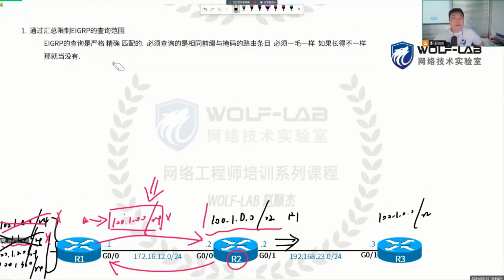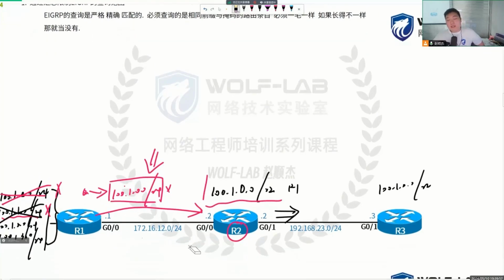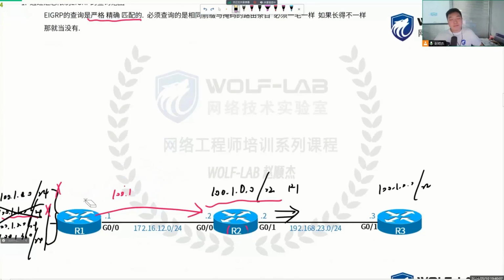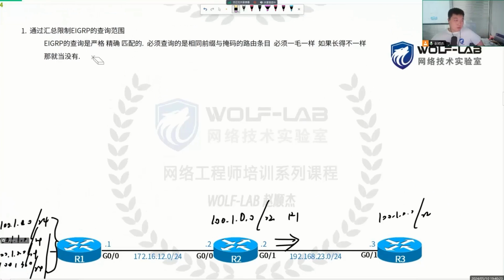That's our first method, by summarization. Both reduces our route entries. Look, so many detailed routes became one summarized route, and we can also, through this type of summarization, reduce our EIGRP query range, achieve the maximum extent of reducing our device's resource consumption and our querying processing time. So by using summarization, this is our first method. Of course, this method is a bit of a trick. We use its query matching mechanism to achieve the limit. That's how we do it.